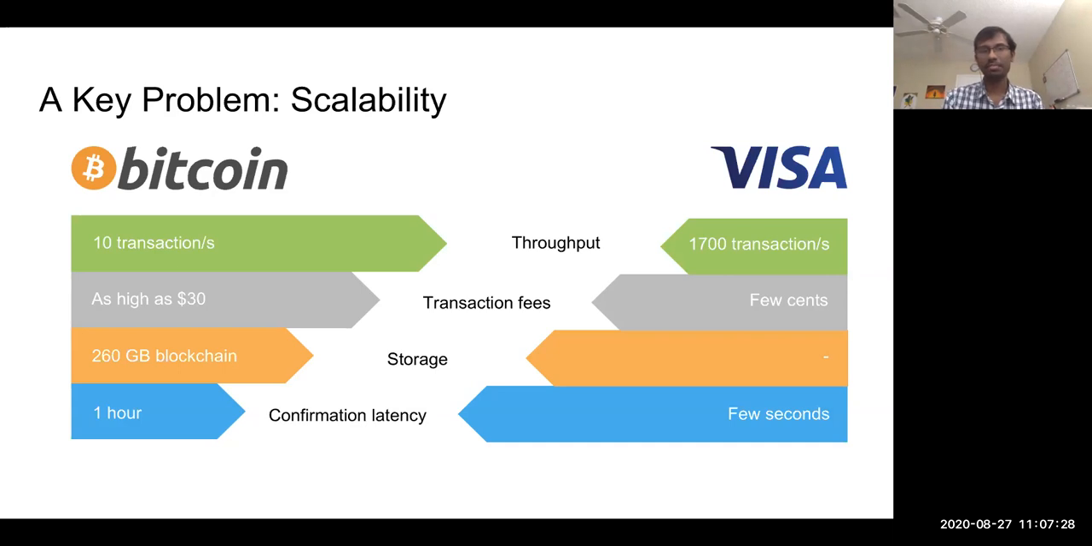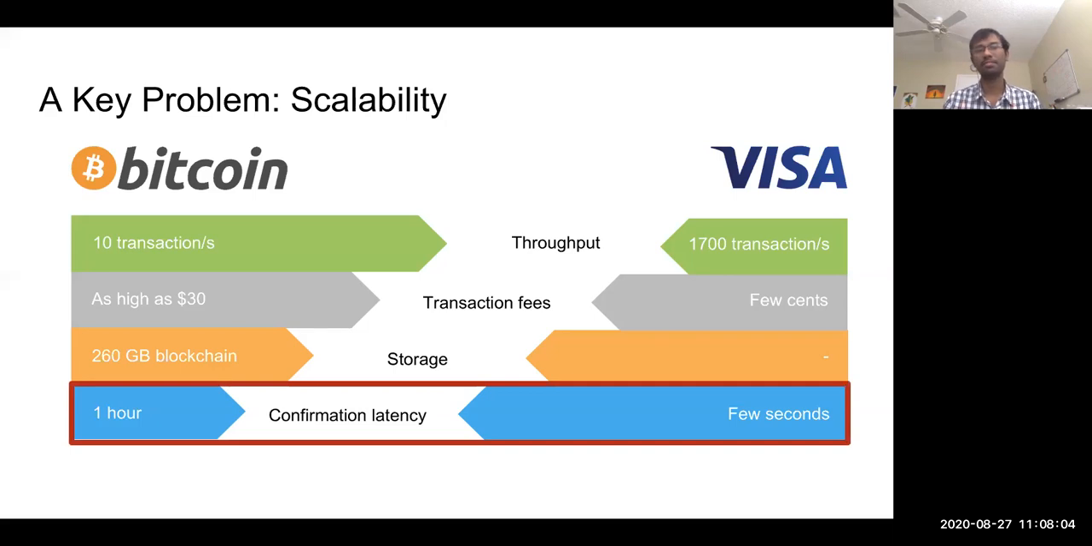The transaction fees in Bitcoin can also be pretty high, and each node in Bitcoin has to store the entire blockchain, which can be several hundred gigabytes in size, and it can only get bigger from here. And lastly, it takes more than an hour to confirm every single transaction in Bitcoin, compared to just a few seconds in Visa. Each of these aspects is an important problem that needs to be addressed. In this talk, I'll primarily be focusing on improving the confirmation latency of transactions in general blockchain systems.